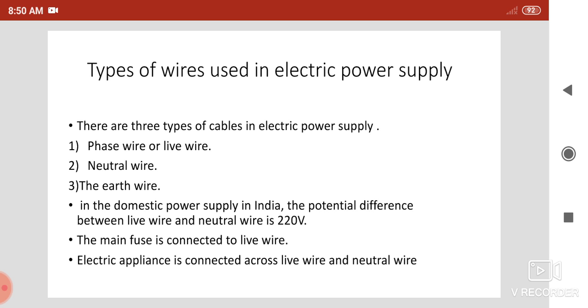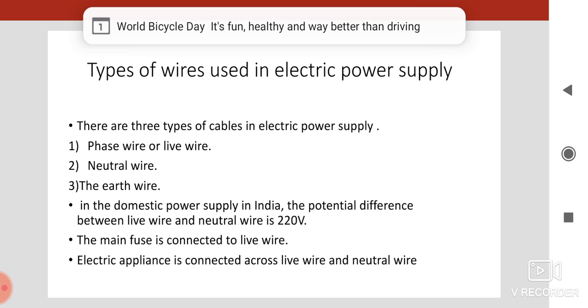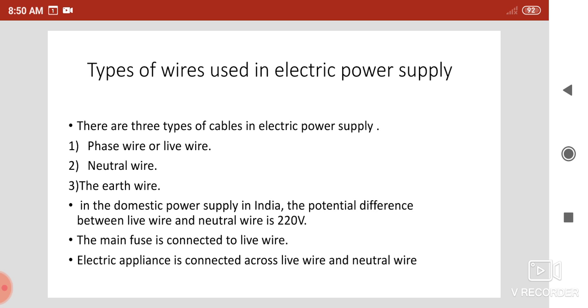If you see the domestic power supply, there are these two wires, the phase wire and the neutral wire. The potential difference between these two wires is 220 volts. When the wire comes inside the house, it is first connected to the electrical meter, and from there it is connected to the main fuse.